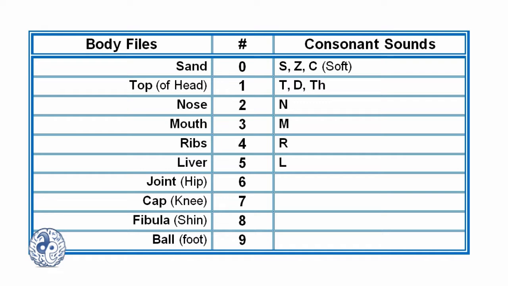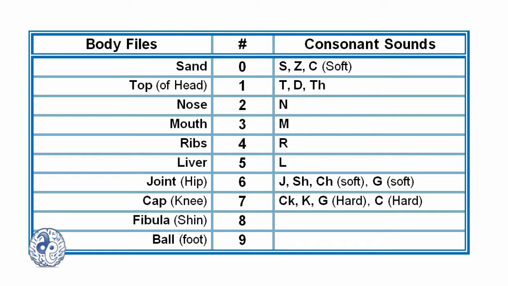The next one is joint, like hip joint. The consonant sound for that is J, sh, a soft ch like cheese, and a soft g. The corresponding number to that is 6. The next one is cap. Cap is 7, and the consonant sound for that is the K sound, the hard G like g, or even the hard C like cat.